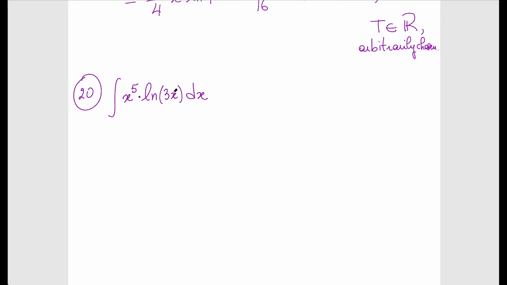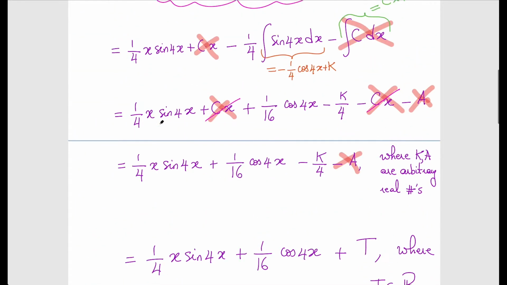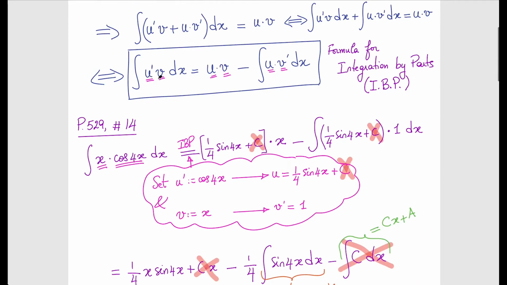U substitution here doesn't work, because if you set this to be u, the derivative is 3, so you're not gonna pick up the x to the power 5. And you can actually convince yourself that you don't have the tool besides the integration by parts to actually integrate this function here. So I need to apply the integration by parts. The question is, which one should I use as u prime, which one should I use as v, so that I transition to a new integral which is at worst not more complicated than this one, right?